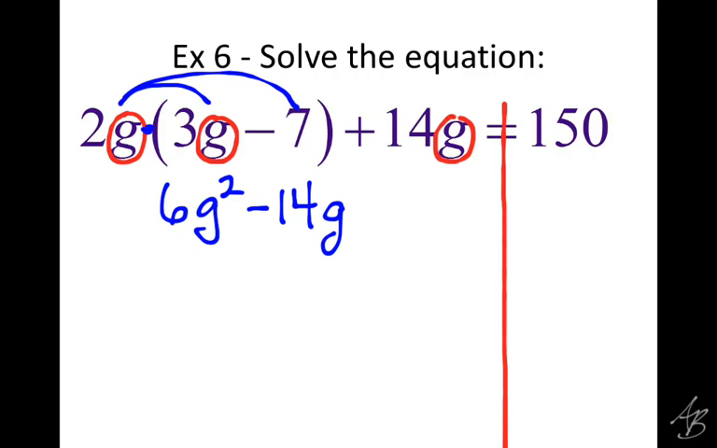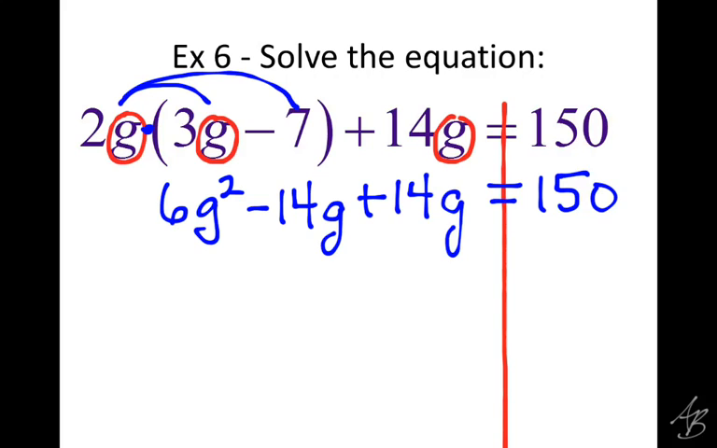Okay? Now, we distributed here. Is there anything else to distribute anywhere else? No. So what do we do with everything else? Just bring everything else down. So we've got our plus 14g there, and then equals 150. All right. What's the next thing we do after we distribute? We're going to combine like terms. Do we have any like terms here? Yeah, we got negative 14g plus 14g.